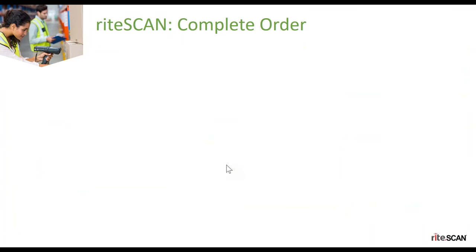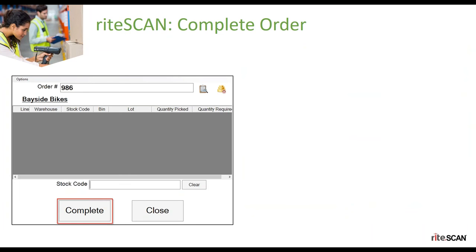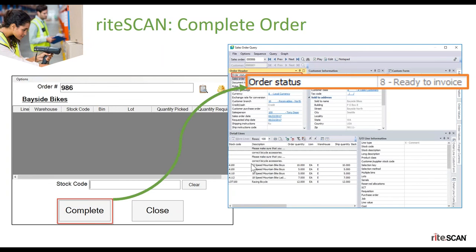Once they go ahead and pick all of the lines, the next step they're going to want to do is actually complete the order. To complete the order, that's only going to be available once they have completed picking all of the lines for this order. And once they select that complete, it's going to update that status in Syspro. So for example, in this case, I have my system configured to update the status to ready to invoice, or a status 8 in Syspro upon completion.